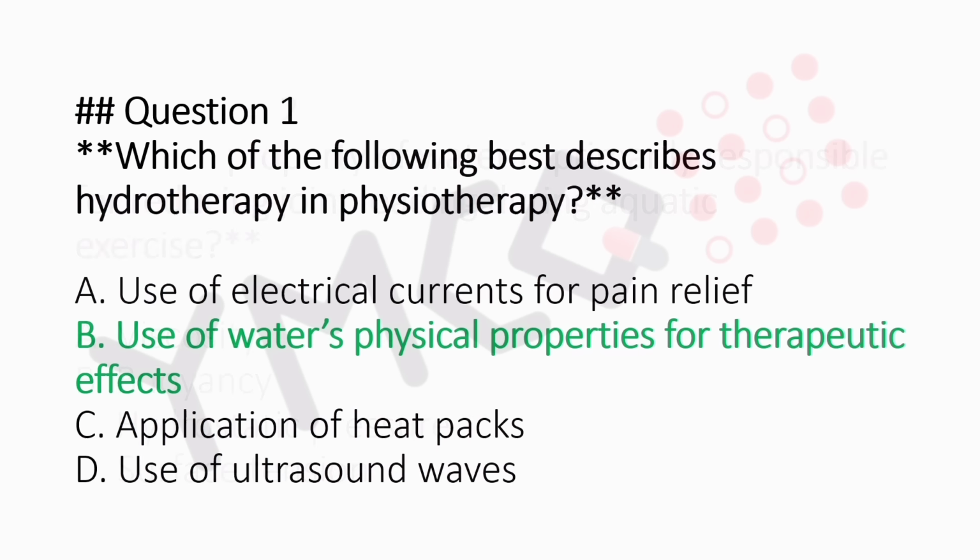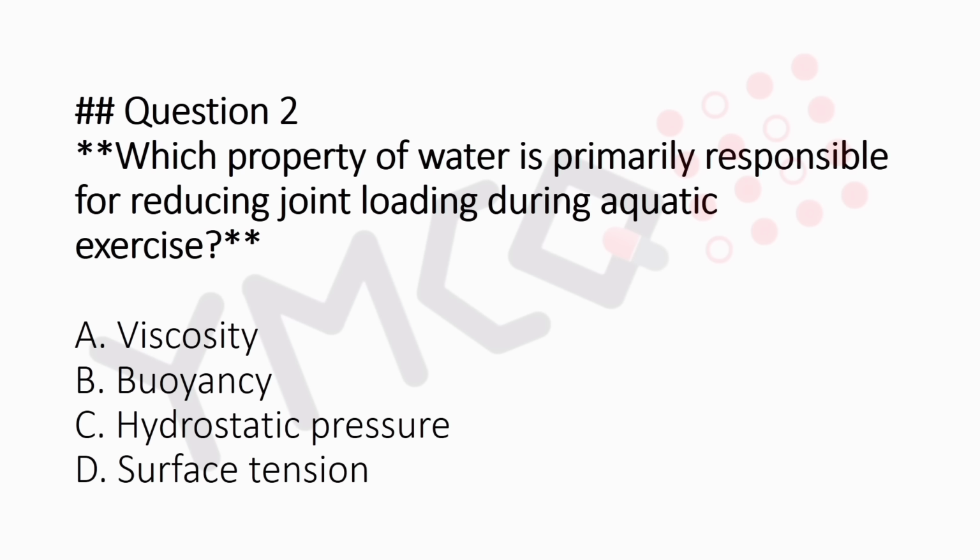Now let's move to question number 2. Which property of water is primarily responsible for reducing joint loading during aquatic exercise? Option A, viscosity. Option B, buoyancy. Option C, hydrostatic pressure. Option D, surface tension. And the answer is option B, buoyancy.